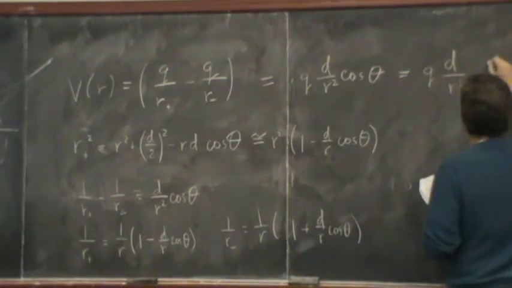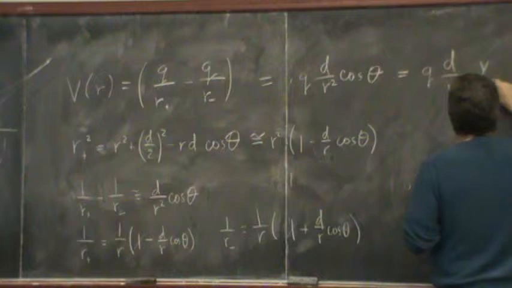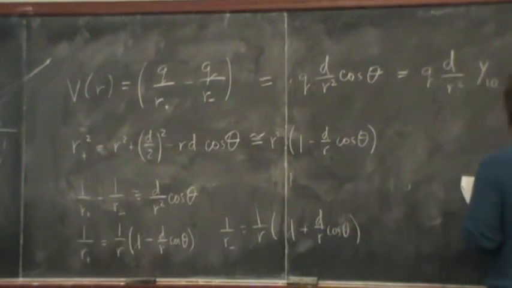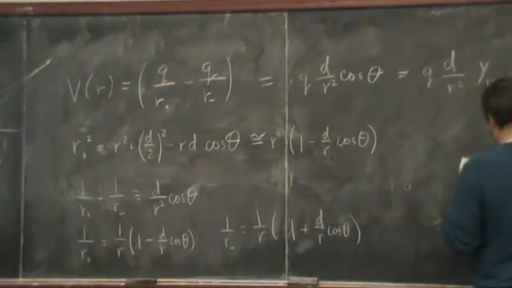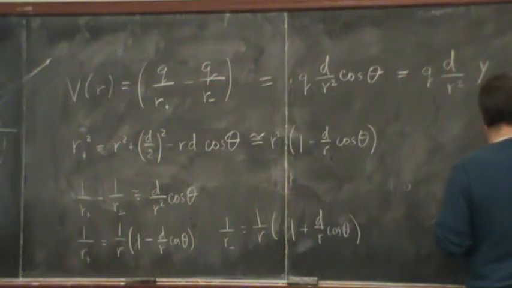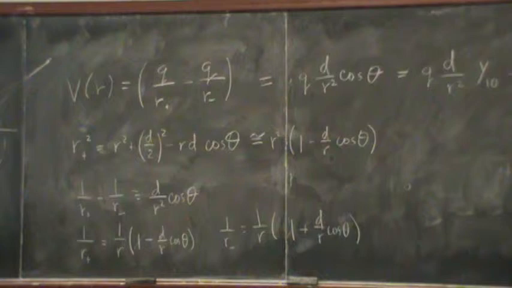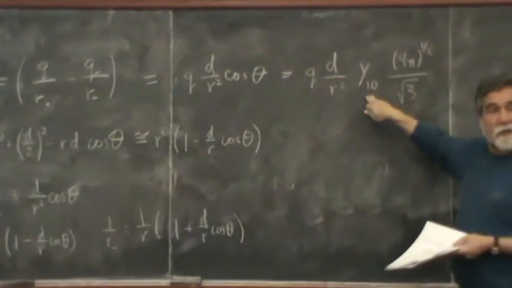Y10, and then I need to normalize it because I put the Y10 in there. Square root of 4 pi over square root of 3. That's it. Okay? So I've got a constant times the Y10 spherical harmonic.